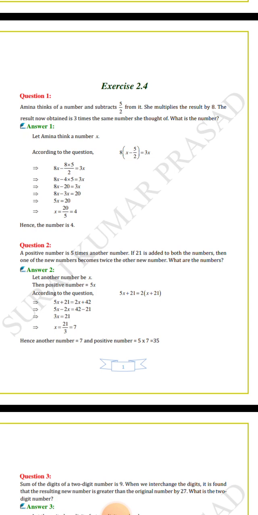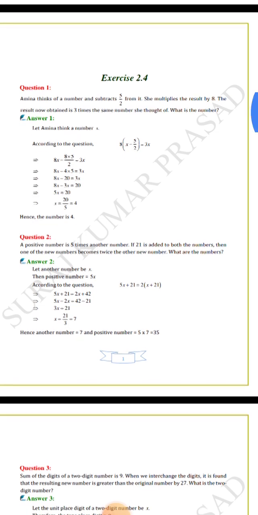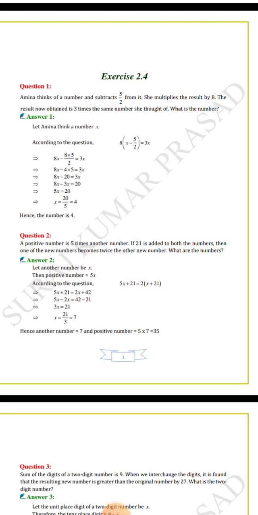Let another number be x, then the positive number is 5x, because it is 5 times the other number. According to the question, 5x plus 21 equals 2 of x plus 21. Then we can write it as 5x plus 21 equals 2x plus 42. We have got this 42 by multiplying 21 with 2.